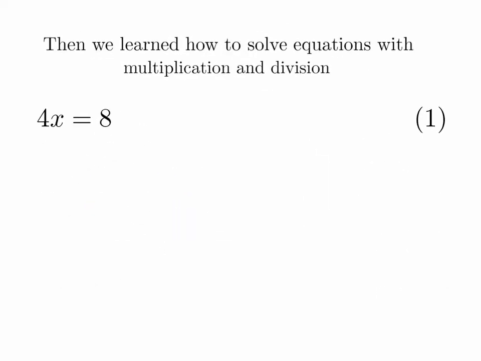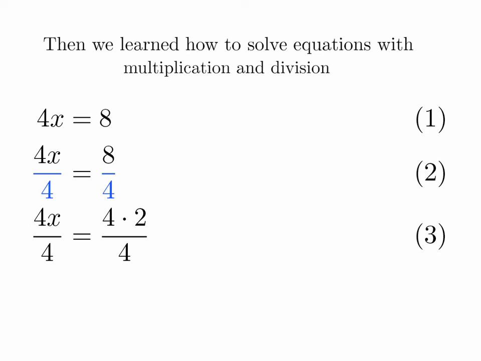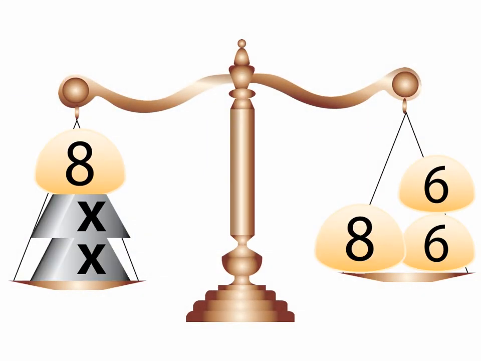In the next equation we learned how to solve with multiplication and division. Here we divide both sides by 4 and the 4's cancel and we're left with x is equal to 2. Now let's see. We're gonna combine both the things we just learned into a new type of equation.